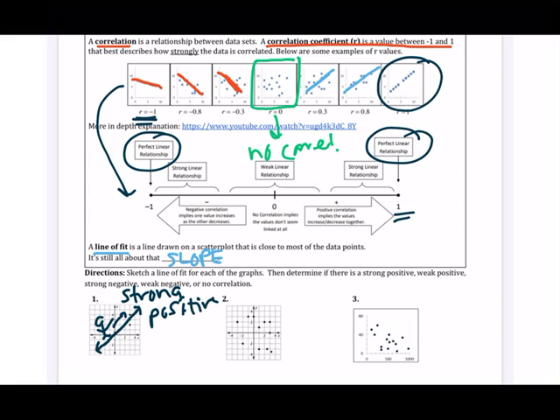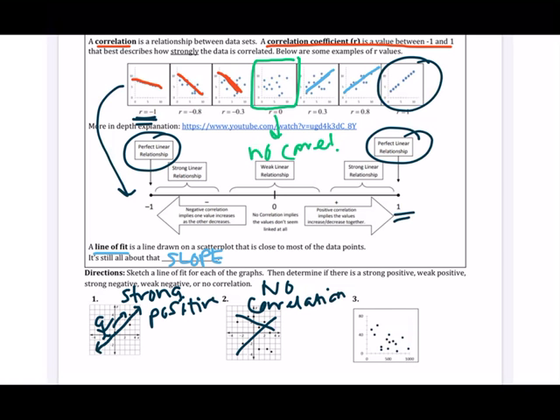Number 2, I don't even know how to draw a line. I could draw a line like this maybe. Or I could draw a line like this. If you can't even tell if your line should be positive or negative, you've kind of answered your own question there. There is no correlation here. I can't tell if it's positive or negative, so it must be no correlation.